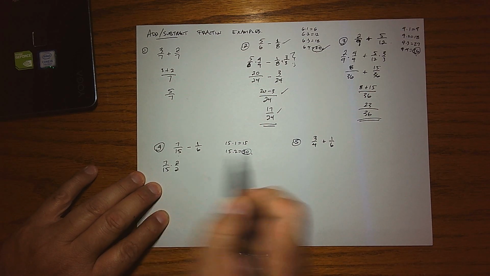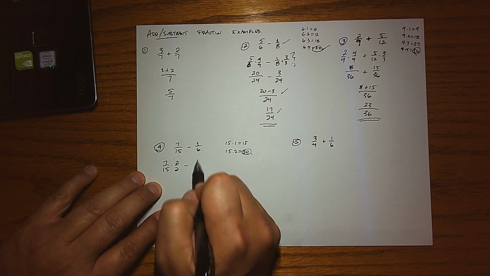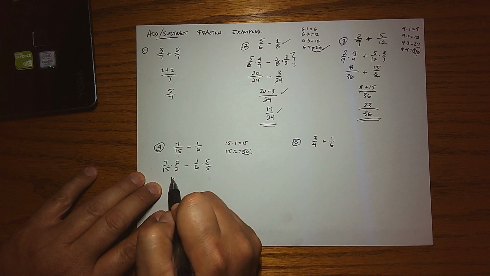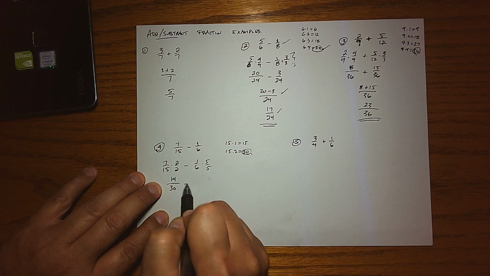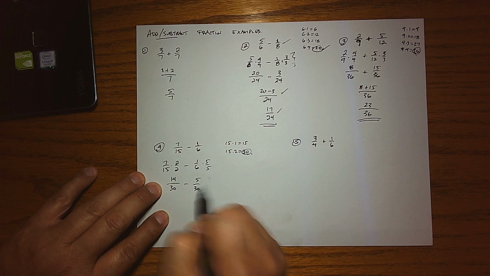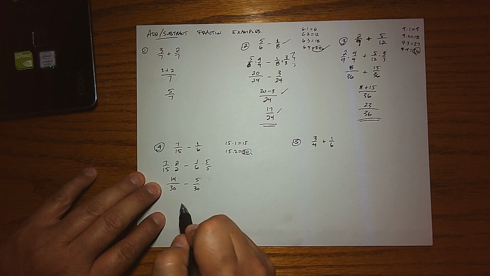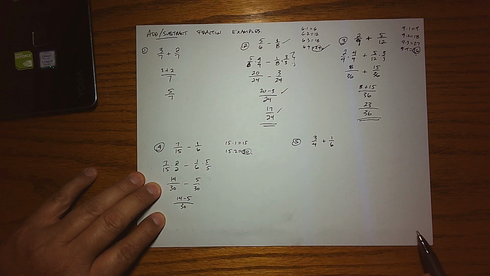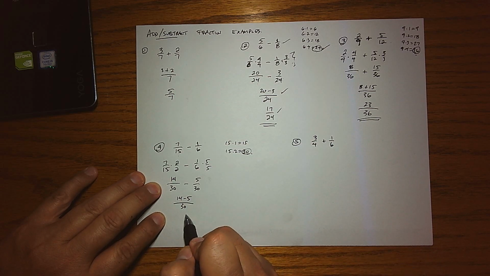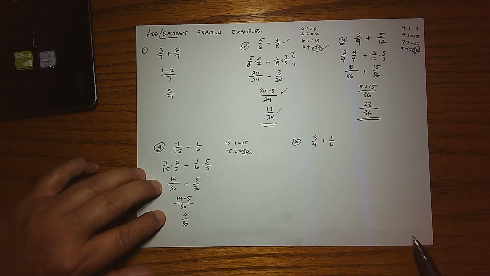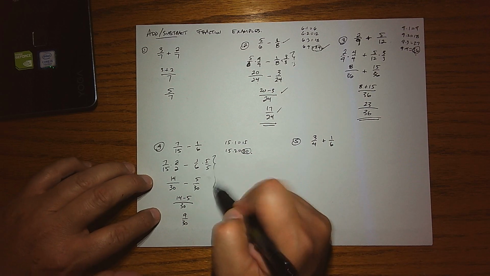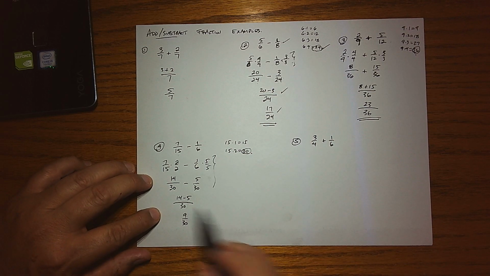Well, I need a 2 over 2 to get to the 30. And for the 1/6, I need a 5 over 5. So equivalently, this is 14 over 30, and this is 5 over 30. And then we keep that denominator, we subtract what's up in the numerator, and in this case we end up with 9 over 30. Okay, so the good news for number 4 here is we've done the subtraction by building our equivalent fractions, getting a common denominator, and subtracting.